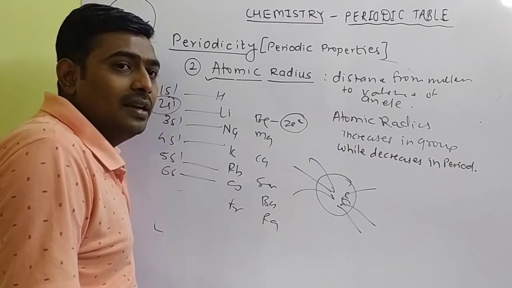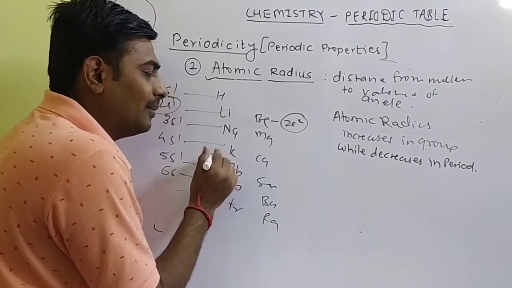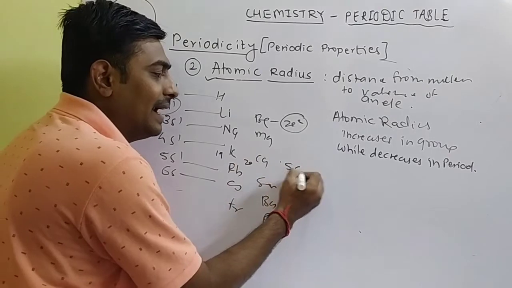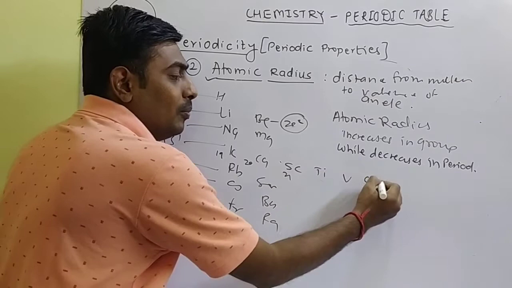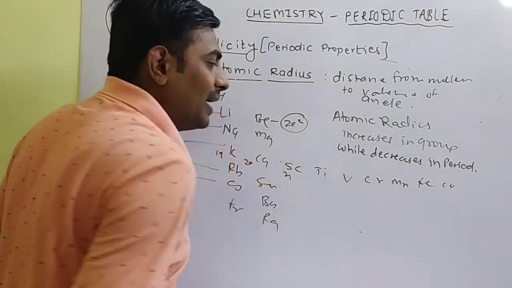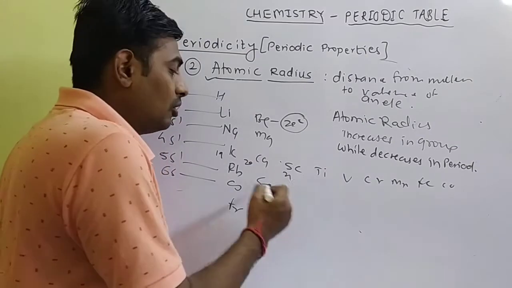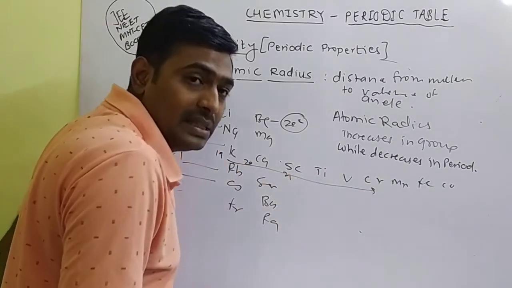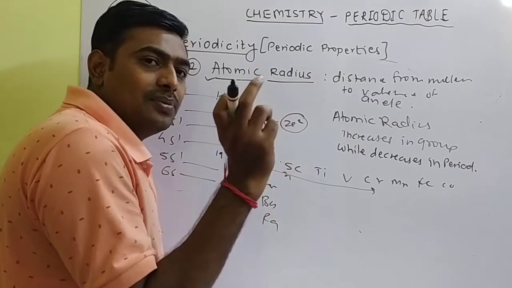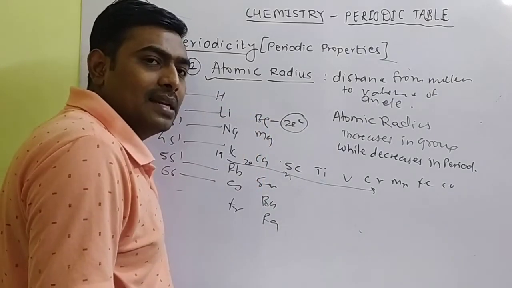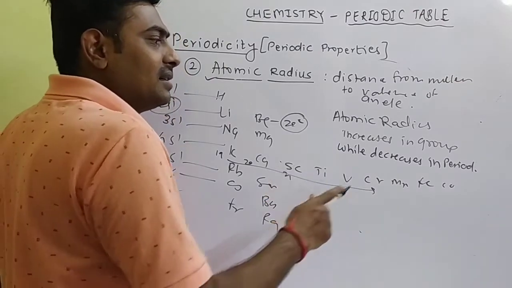So horizontally, what happened? If you are observing, this is atomic number 19, this is atomic number 20, then scandium, titanium, vanadium, chromium, manganese, Fe, cobalt. So what happened? In the same shell electron is added, horizontally, meaning in the period, so the size of the shell decreases, because every shell requires a space of an electron. Electron has an internuclear distance, so that the size decreases.